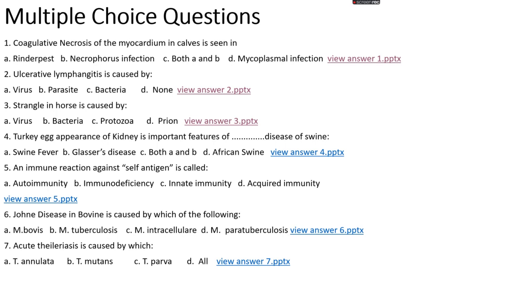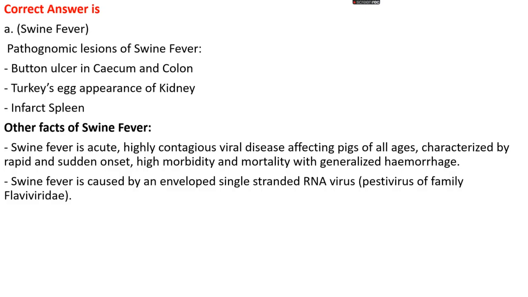Okay. Question number 4. Turkey egg appearance of kidney is an important feature of which disease of swine? Option A, swine fever. Option B, Glasser's disease. Option C, both A and B. Option D, African swine fever. The right answer is option A, that is swine fever.